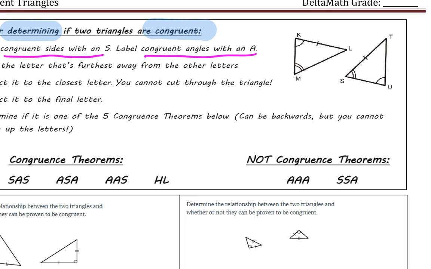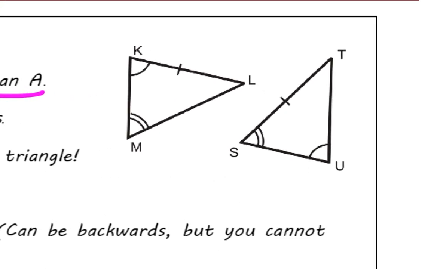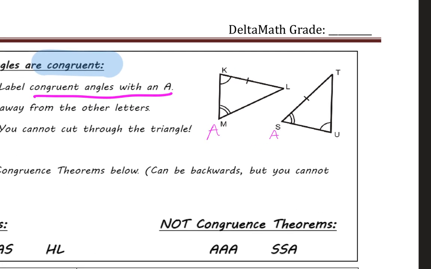Let's take a look at these right over here. What do we know? This one has 2 arcs, and this is angle M. This one has 1 arc, this one has 2. So M and S are both congruent. We're going to mark that with an A because those are angles. Angles with an A.